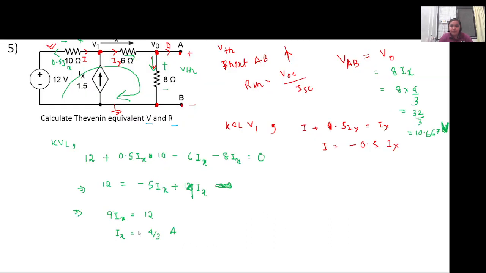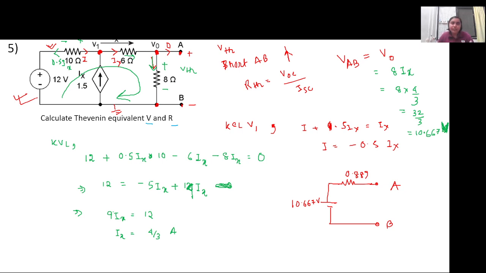So now we have the Thevenin's equivalent circuit, where VThevenin is equal to 10.66667 volt, and there is a resistance of 8 by 9, so it is 0.889. This is the Thevenin's equivalent circuit in the presence of this dependent source.